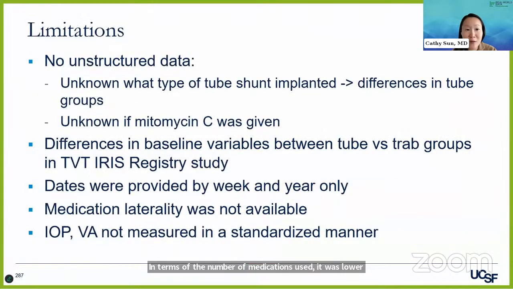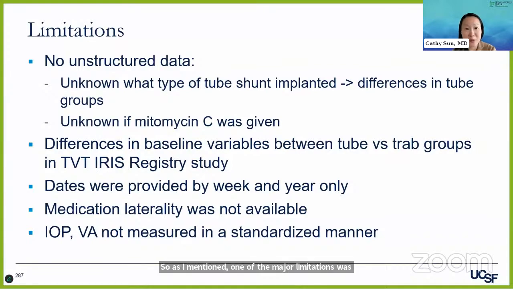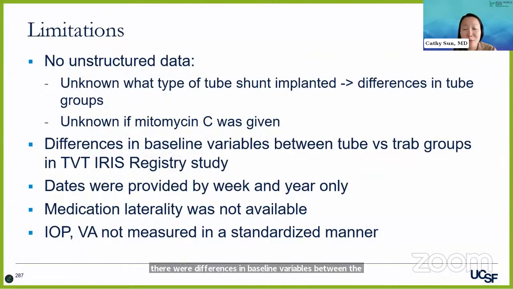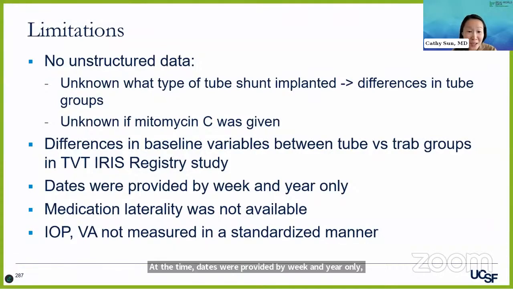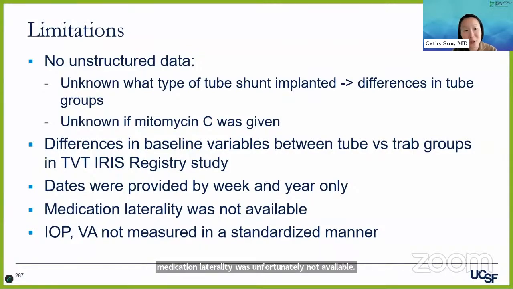So as I mentioned, one of the major limitations was that there was no unstructured data like operative notes and other clinical notes. There were differences in baseline variables between the tube and TRAB groups. We didn't have the sample size to do propensity score matching. At the time, dates were provided by week and year only, but that has since changed in the IRIS registry. Medication laterality was unfortunately not available. And as with all real-world data, IOP and vision were not measured in a standardized manner.